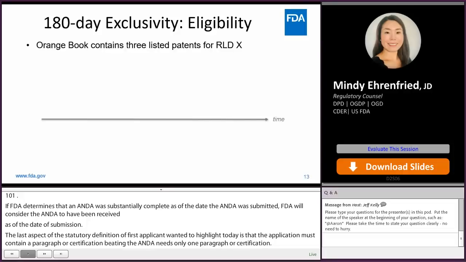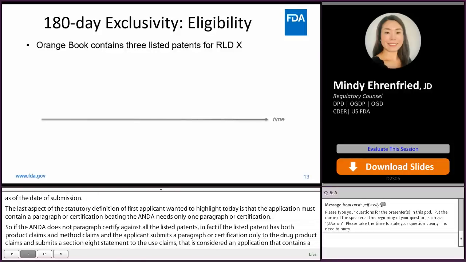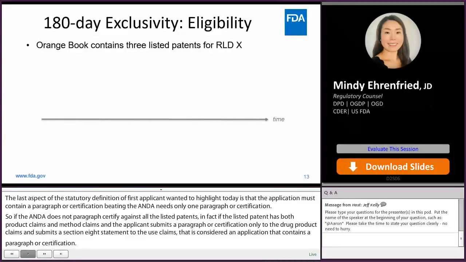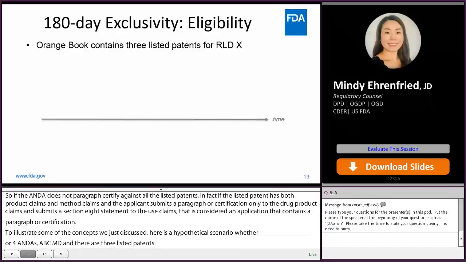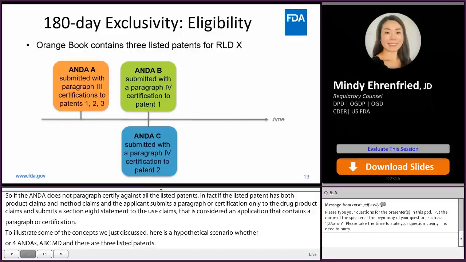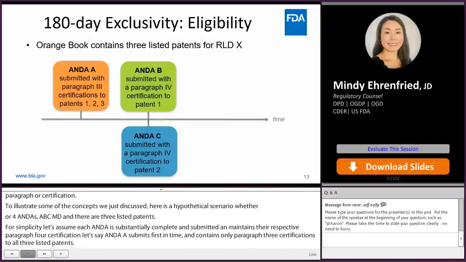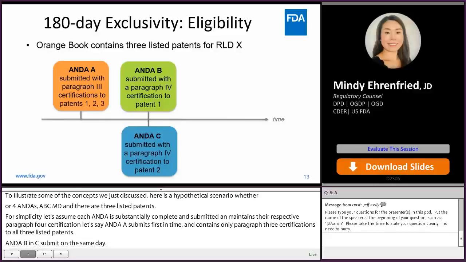To illustrate some of the concepts we just discussed, here is a hypothetical scenario where there are 4 ANDAs, ANDAs A, B, C, and D, and there are 3 listed patents. For simplicity, let's assume each ANDA is substantially complete when submitted and each lawfully maintains their respective paragraph 4 certifications. Let's say ANDA A submits first in time and contains only paragraph 3 certifications to all 3 listed patents. Then, ANDA B and C submit on the same day. ANDA B has 1 paragraph 4 certification to patent 1. ANDA C also has just 1 paragraph 4 certification, but it is to patent 2. Later, ANDA D is submitted, also with just 1 paragraph 4 certification, this time to patent 3.